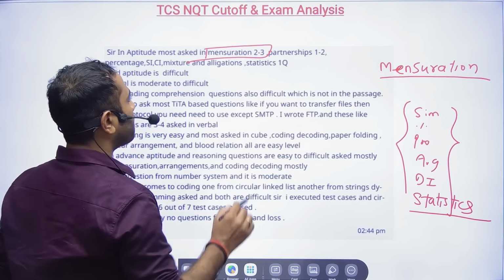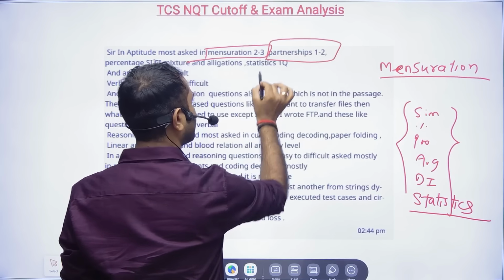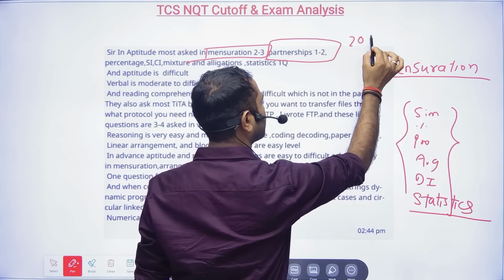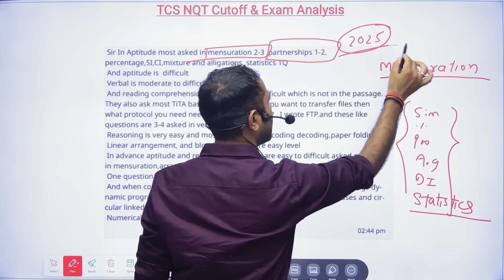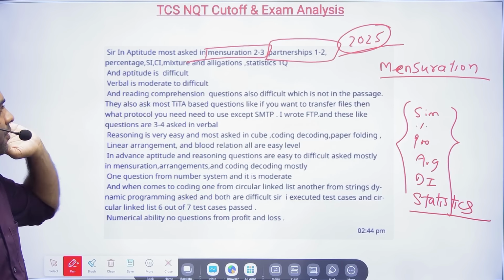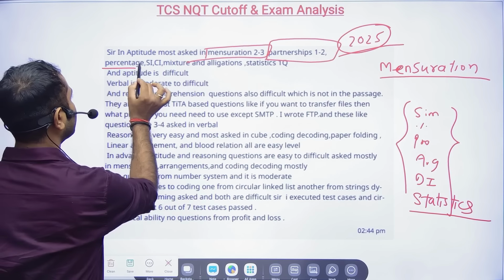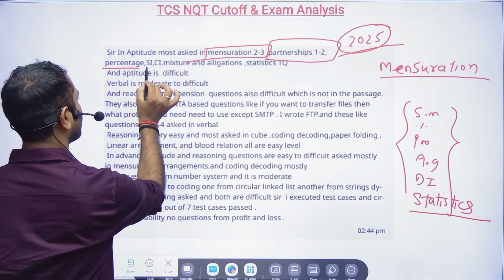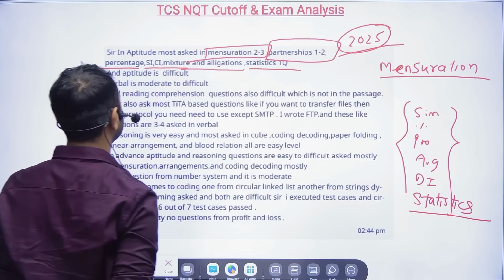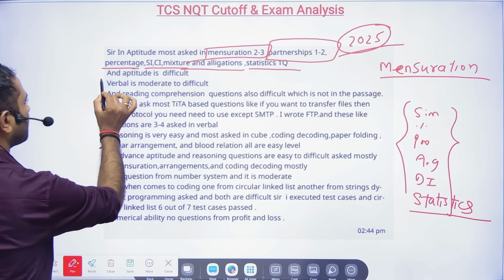Okay, partnership 1 to 2 questions. Partnership last year also, I mean for the 2025 batch also, there was a question from partnership, and that is the only reason in every video which I have solved, a partnership question will definitely be there. Percentage, these are the common questions. SI CI, mixture, allegation, statistics 1 question. Okay, and aptitude is difficult.